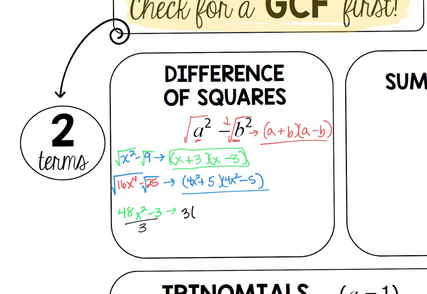So we're going to have 3 times parentheses. 48 divided by 3 is 16, and then we still have x squared. Negative 3 divided by 3 is negative 1. So we took out a GCF, but we're not finished yet, because inside this part we have two perfect squares with a minus sign in between. We factor it again. So 3 stays on the outside, and then two sets of parentheses. One's plus, one's minus. The square root of 16x squared is 4x, and the square root of 1 is 1. So it factors out to be 3 times 4x plus 1 times 4x minus 1.